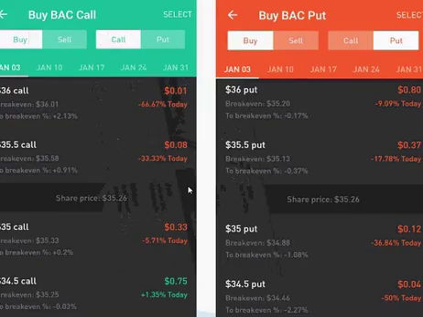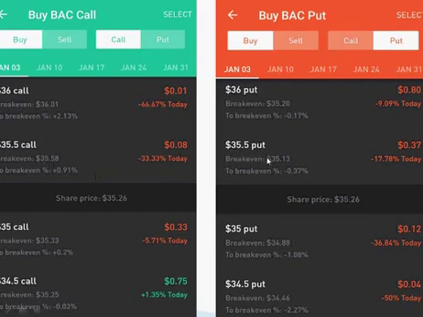Let's look at these. So we've got call options, and $35.50 is the strike price. If we decide to buy it, in order to calculate the break-even price point, $35.50 plus 0.08 is going to give us $35.58. Robinhood shows you that right over there.